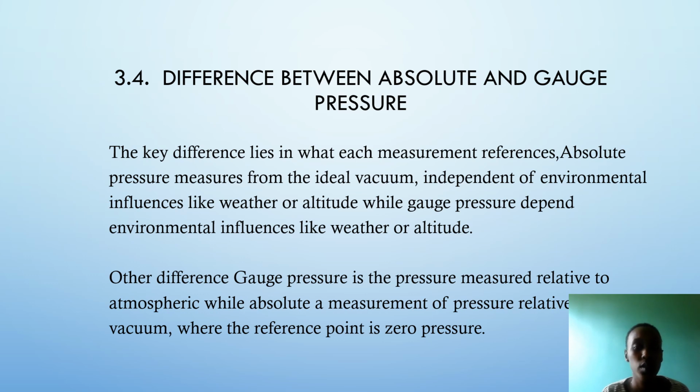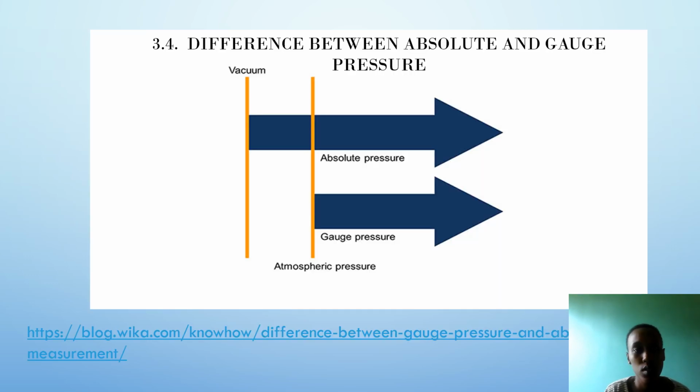Another difference: gauge pressure is the pressure measurement relative to the atmosphere, while absolute pressure is measured relative to vacuum, so the reference point is zero pressure. Let's proceed to the next point. This slide shows us the difference between gauge pressure and absolute pressure depending on the vacuum and atmospheric pressure.